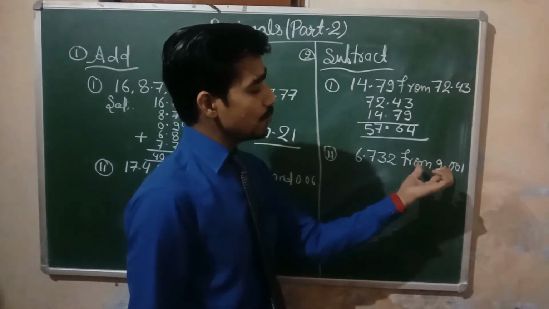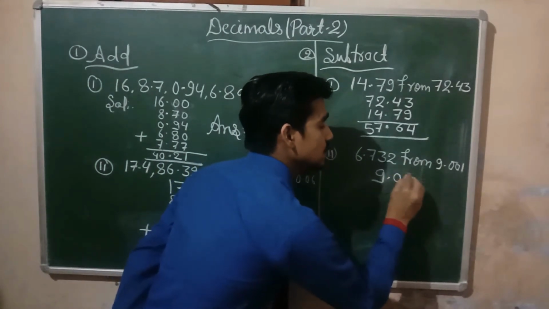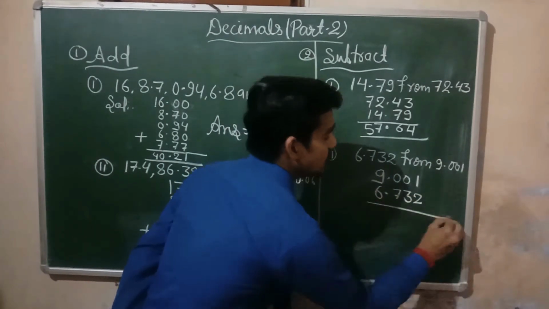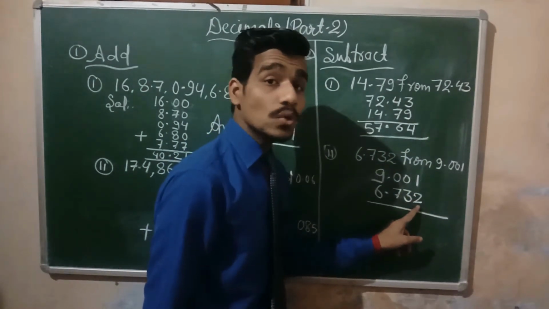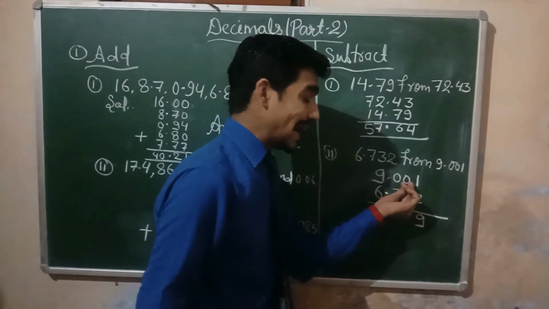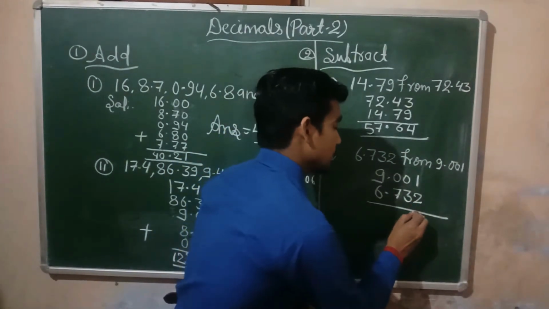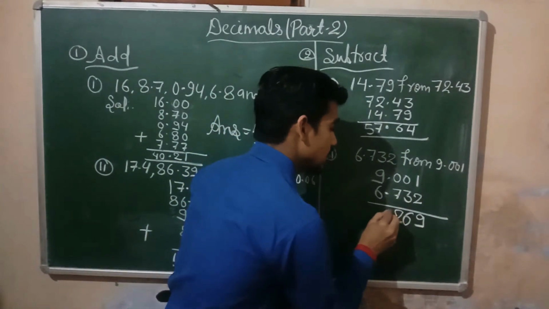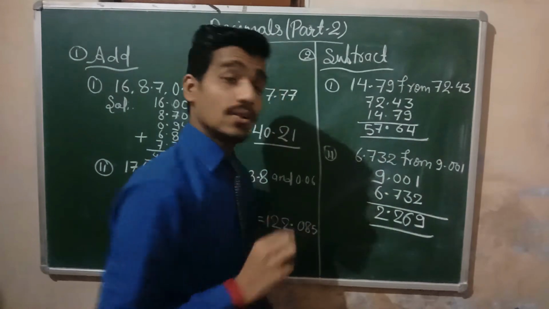And subtract 6.732 from 9.001. Firstly write this number 9.001 and below it 6.732. Clear students? Firstly you will check the carry here, 11. 2 subtracted from 11, we get 9. Clear, students? And here 3 subtracted from 9, we get 6. And here 7 subtracted from 9, we get 2. And here 6 subtracted from 8, we get 2. This is your answer. Clear?